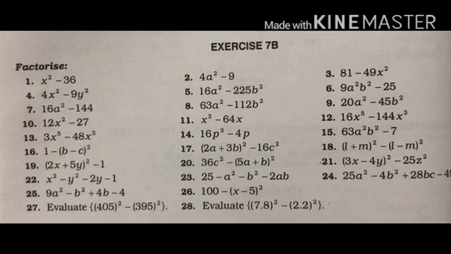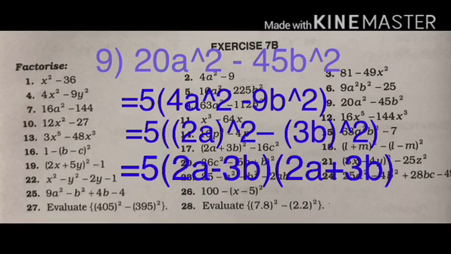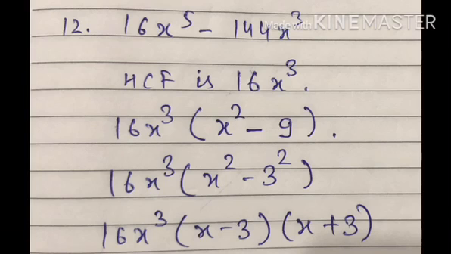Now see question number 9, 20a square minus 45b square. 20 and 45 both are not squaring numbers. So we first take out the common factor of 20 and 45. So 5 is common. If 5 is common, then 4a square minus 9b square. We write (2a) whole square minus (3b) whole square, and this is 5 times (2a minus 3b)(2a plus 3b).